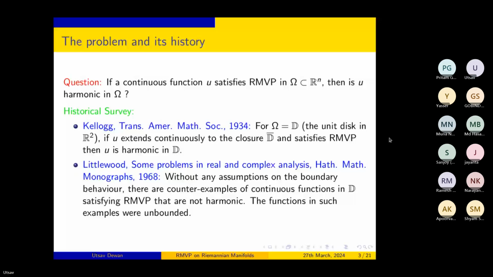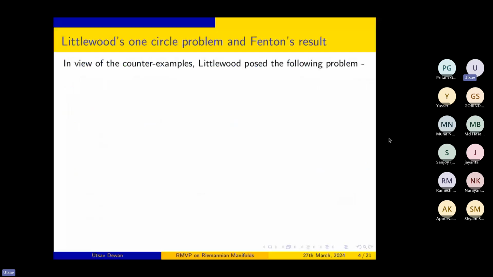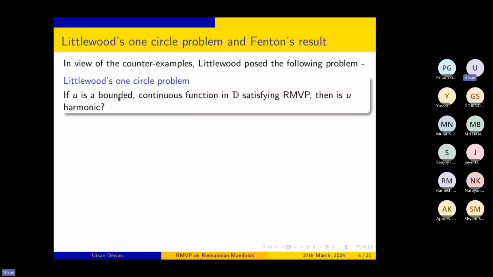So Littlewood posed the following problem, which basically asks whether this unboundedness is the only obstruction. If one also assumes that the function is bounded, can one do better? More precisely, if u is a bounded continuous function in the unit disk satisfying RMVP, then is u harmonic? Note that continuity and the restricted mean value property were already there, but in view of his counterexamples, Littlewood discarded the situation where the function can be unbounded. He added boundedness into the mix and then asked whether it is going to be harmonic or not. This is the classical Littlewood's one circle problem.